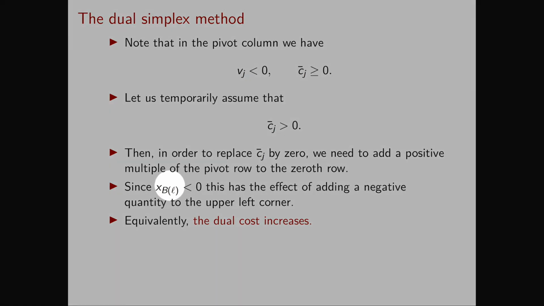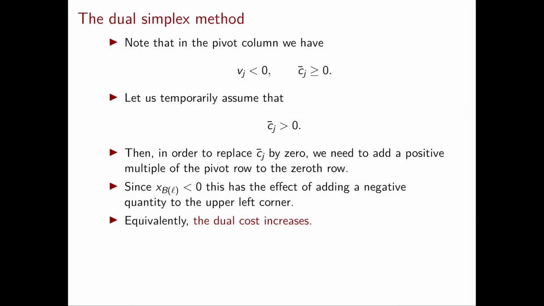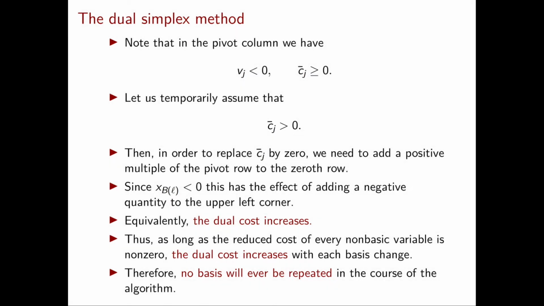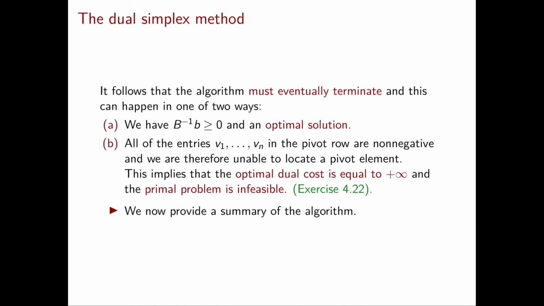Now, since our x_B(l) is strictly negative, this elementary row operation has the effect of adding a negative quantity to the upper left corner in our tableau. This means that the dual cost increases. So, if c̄_j is strictly positive for every non-basic variable, then the dual cost increases with each basis change. And this directly implies that no basis will ever be repeated throughout the dual simplex algorithm. This guarantees that the dual simplex algorithm must eventually terminate.